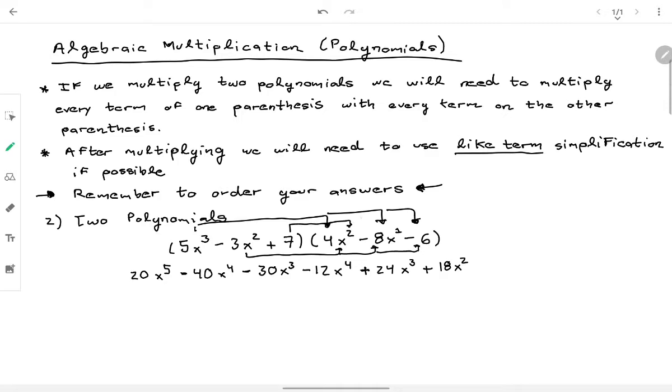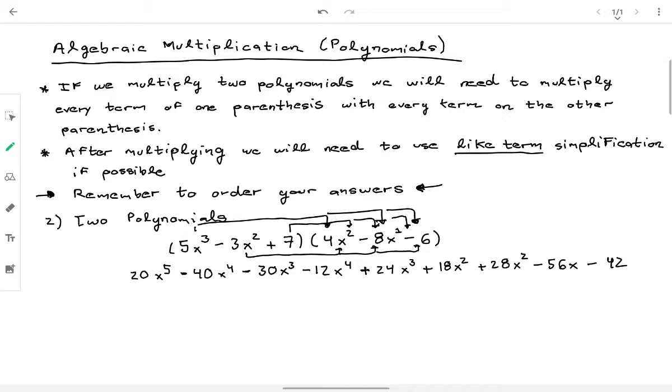Finally, we will do the same with the last term. It will multiply all the terms in the other parenthesis, so it will be 7 times 4, it's 28x squared. 7 times minus 8, it will be minus 56x. Minus 7 times 6, minus 42. Then we need to do like term simplification and ordering.